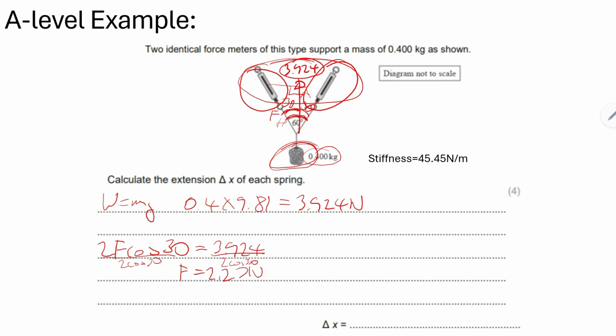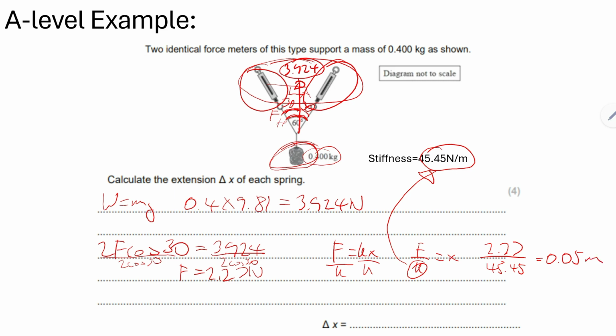2.27 newtons. And as it's asking us for the extension, we need to use the formula F equals kx, and we need to rearrange for x, so we just divide both sides by k. So it will be F over k equals x, and k is given to us in the question, which is 45.45. So we do 2.27 over 45.45. That will give us 0.05 meters. And don't forget the units, as it's not given in the question.